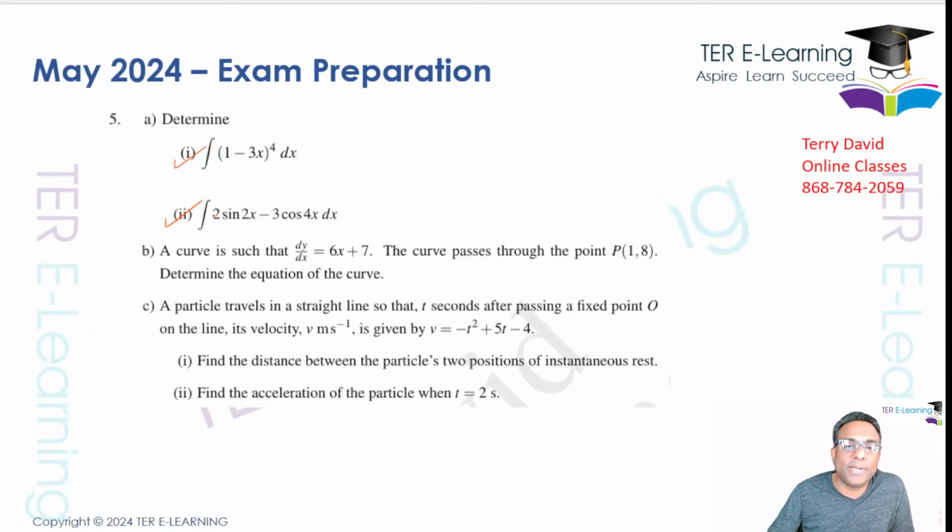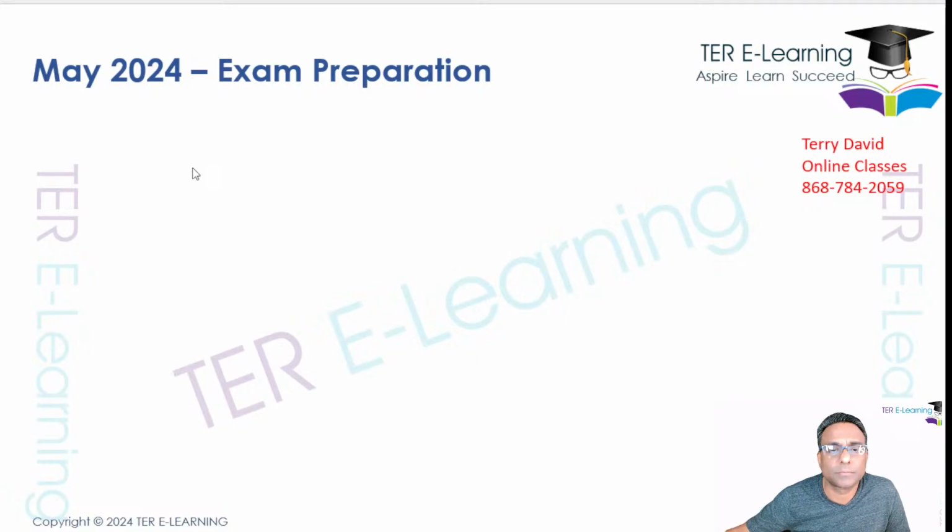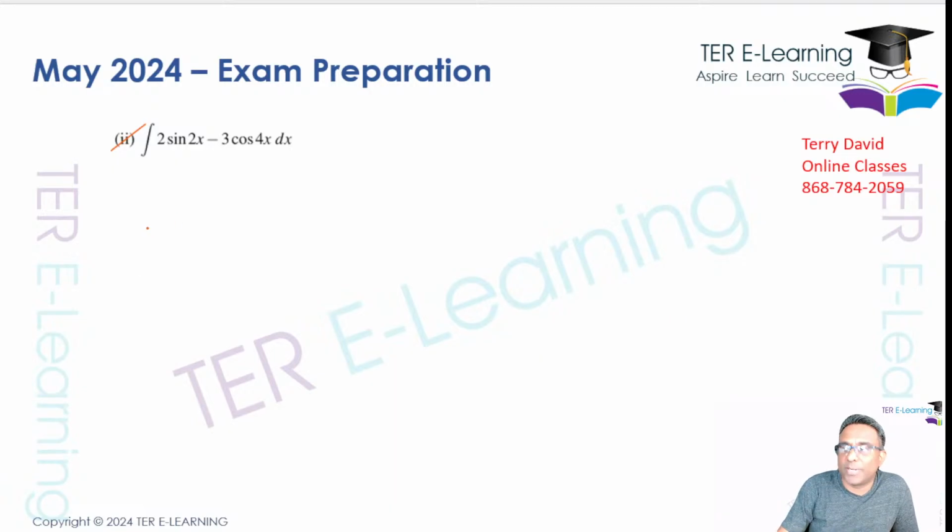Right, the second one here now, we have an integral that has trigonometry in it. So this is what we want to integrate here. For this one, this 2 here is a constant in front of this.